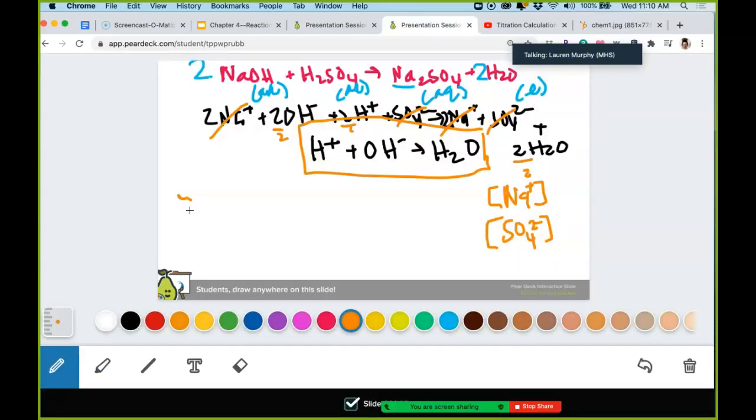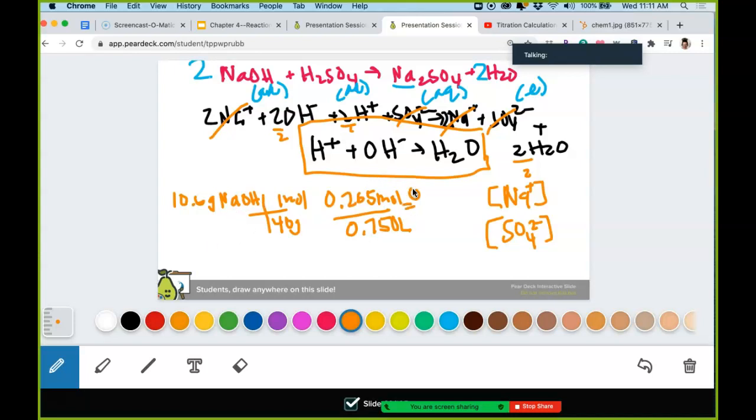So, 10.6 grams sodium hydroxide. Sodium hydroxide is 40 grams per mole. So 10.6 divided by 40 is 0.265 moles. And it's dissolved in 750 milliliters, which is 0.750 liters. So that's 0.353 molar sodium hydroxide. Right now, you know your sodium ion, right? We know sodium does not react, so whatever its concentration is, its concentration here is 0.353 molar.